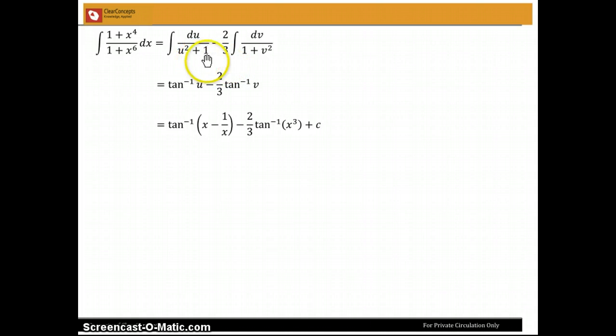And this is trivial. The standard results give this as tan inverse u minus 2/3 tan inverse v. u was x minus 1 by x, v was x cubed, and so we get tan inverse of x minus 1 by x, minus 2/3 tan inverse x cubed, plus c.